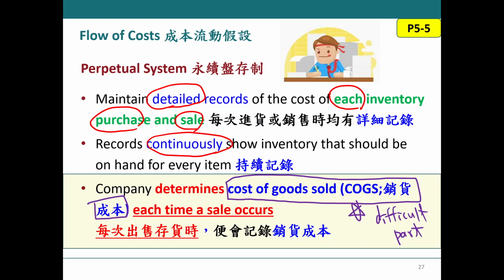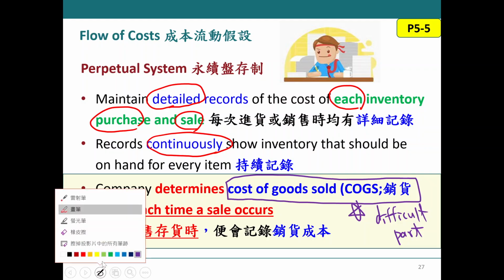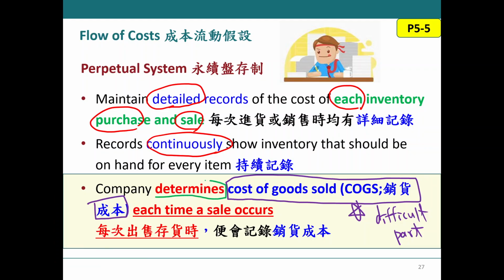Determinant here means compute the amount, okay? How to get the amount. So that's why it's quite difficult. So determinant is about compute the amount. 金额计算。For cost of goods sold, how to get the amount? It's not an easy job to do that, okay?